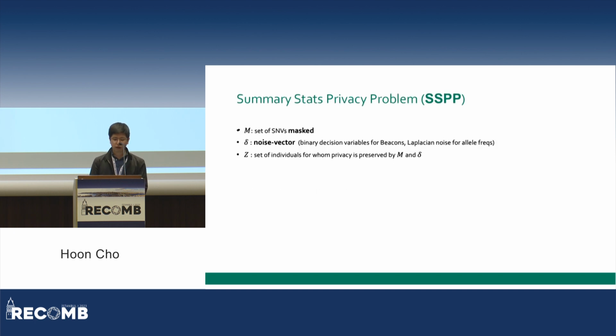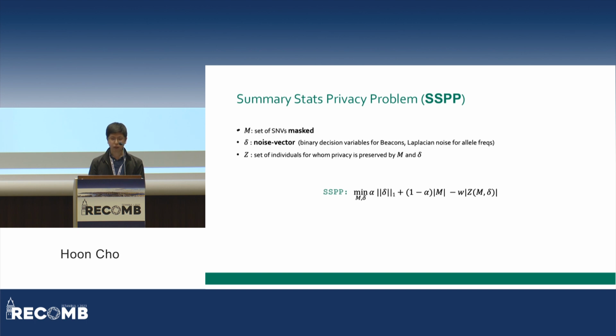So the problem that the authors introduce is called Summary Statistics Privacy Problem, or SSPP. Just to go over a few notations here, M defines the set of variants that are masked or suppressed. Delta is a vector of noise values that are being added to the remaining variants. Z is defined to be the set of individuals whose privacy is protected once the proposed mechanism is applied, depending on the values of M and delta.